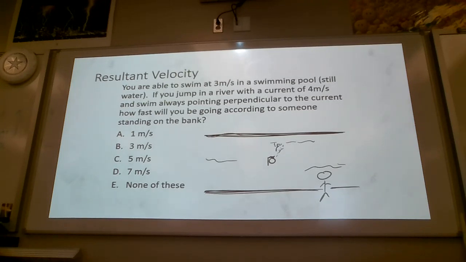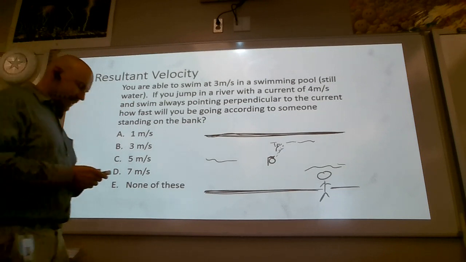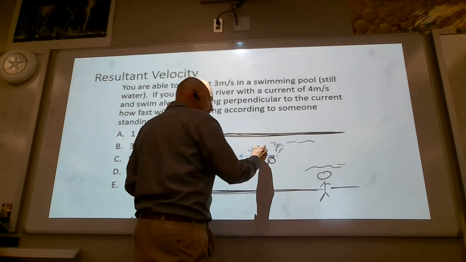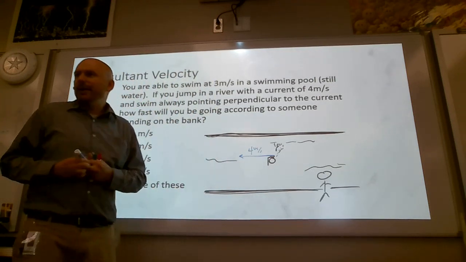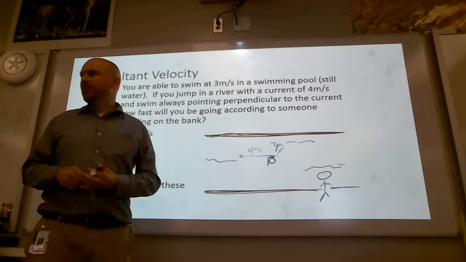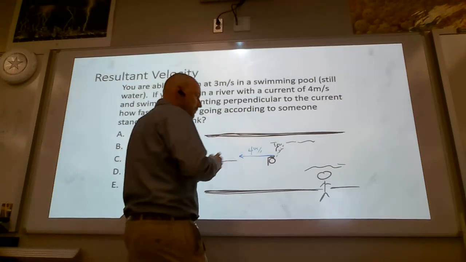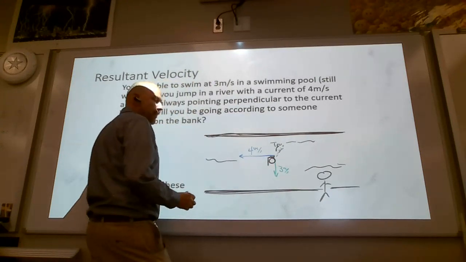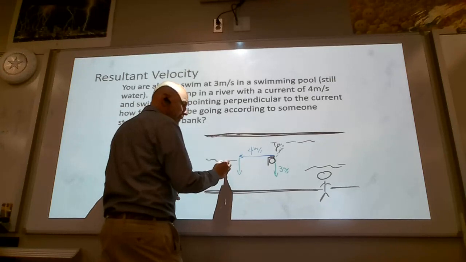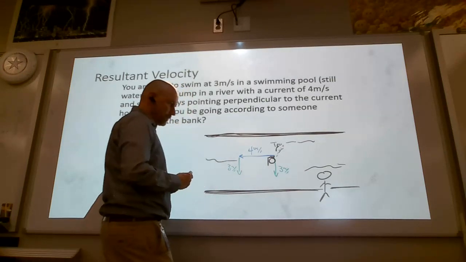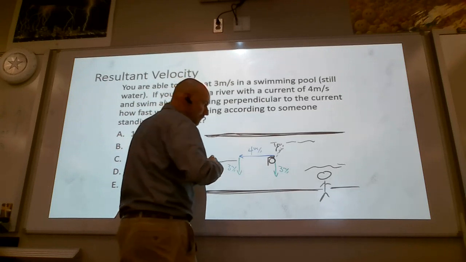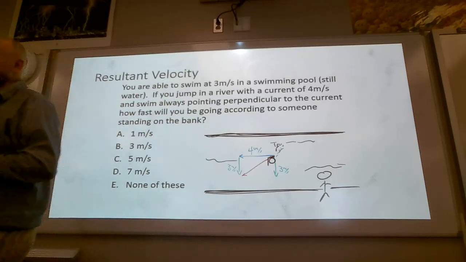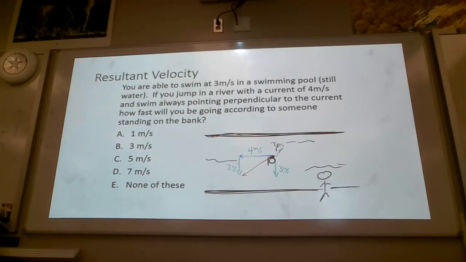What do you say? C. She is correct. Okay, so let's say the river's going 4 meters per second that way. If you made it go the other way, it's fine. You're swimming 3 meters per second this way. The combination of these would be the resultant. 3, 4, 5 triangle.